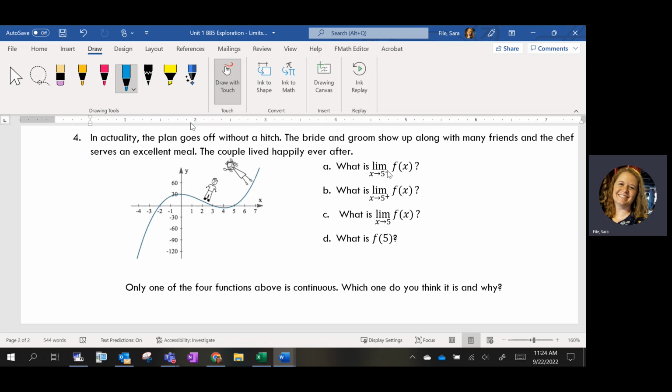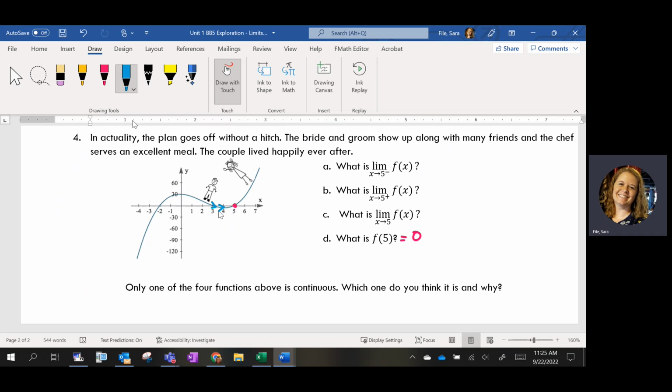Okay, so let's break down this scenario. So we're approaching 5. X is approaching 5. I'm actually going to do part D first because I want to put a point on here for you to visualize where we're approaching. So when X is 5, what's the Y value on this graph? 0. Okay, so we're going to go ahead and answer that one. It's 0. I'm going to put a point there so you can have a good visual of what we're approaching.